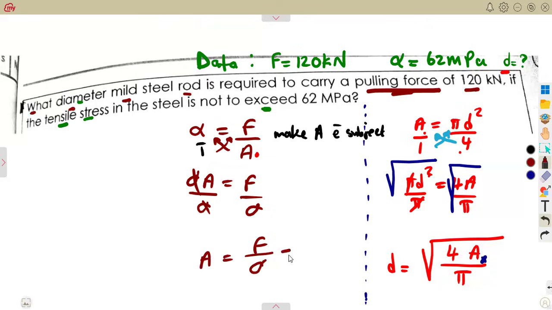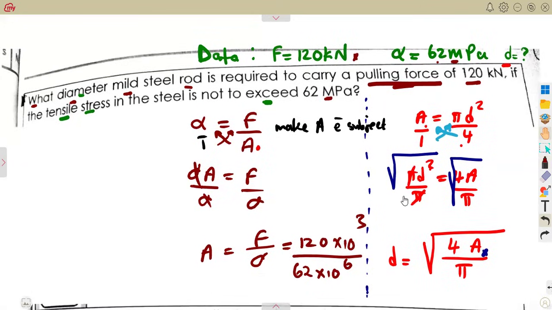So you can simply substitute now and calculate our area first. What is our area? The force is given, 120 kilonewton times 10 to the exponent of 3, over the stress. What is our stress? 62 megapascal times 10 to the exponent of 6. To remove the mega, you multiply by 10 to the exponent of 6. You are not converting, you are removing the mega. So what is the equivalent of the mega? Times 10 to the exponent of 6.